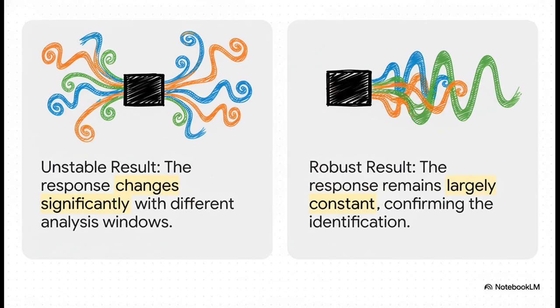So by running our analysis with different windows, we're basically looking at our finding from multiple angles. If the result changes wildly every time, like you see on the left, that's a huge red flag. It's unstable. But if the results stay pretty much the same, tracking each other closely like on the right, then we can be confident our finding is robust.